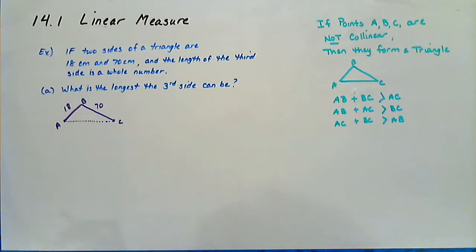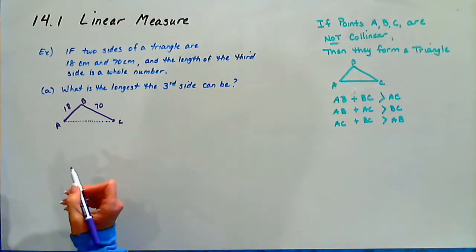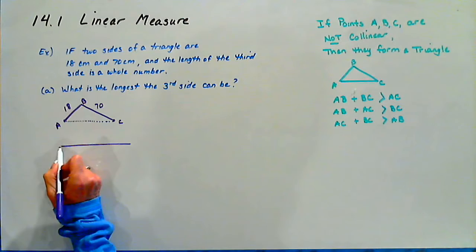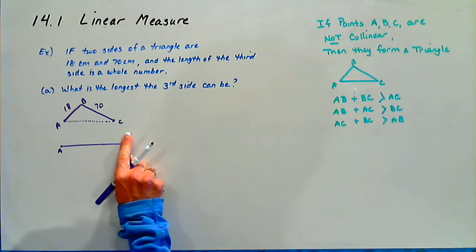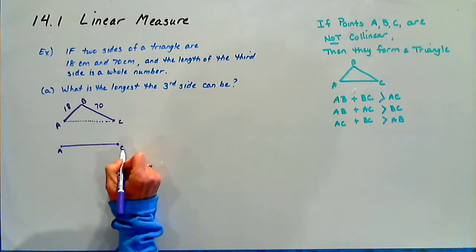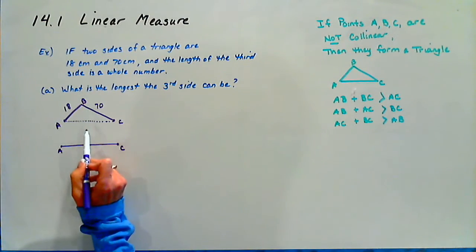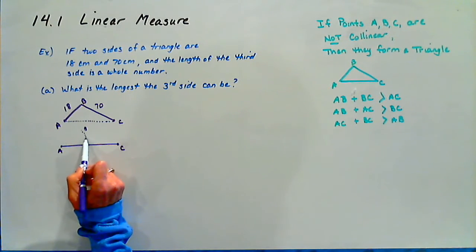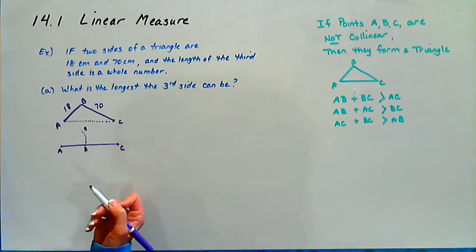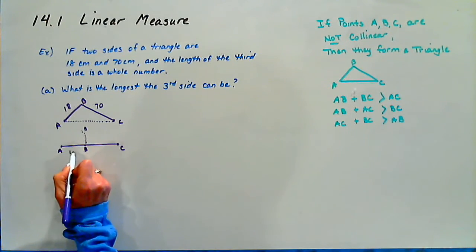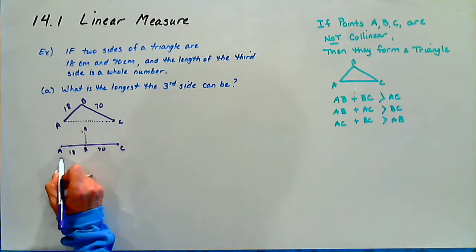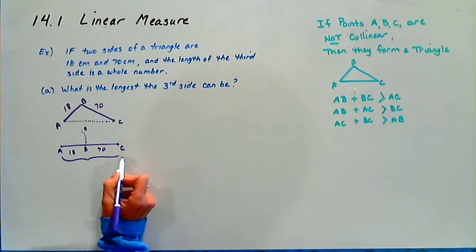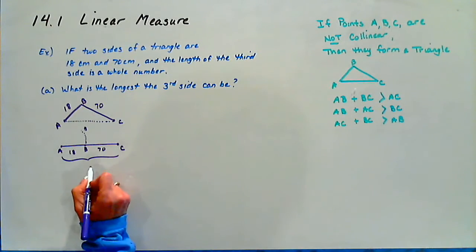I want to keep in mind that if you think back to when we talked about collinear, if these sides were on the same line, here's A and here's C, and I took this point B and put it back down on here. So I took B, which is up here, and put it back on here. Remember, we know that AB is 18 and BC is 70. So right away, the longest section we have, if we add them together, is 88.